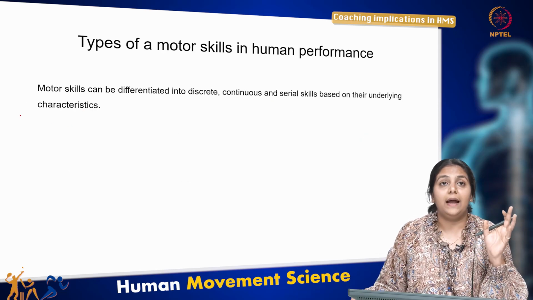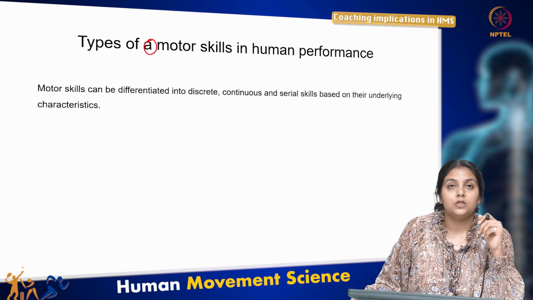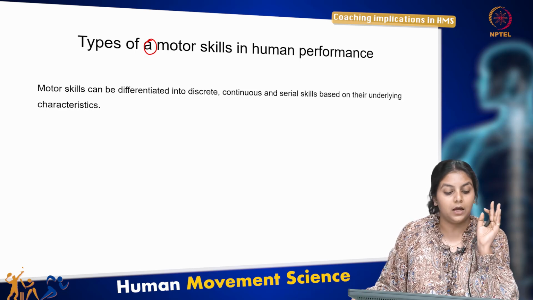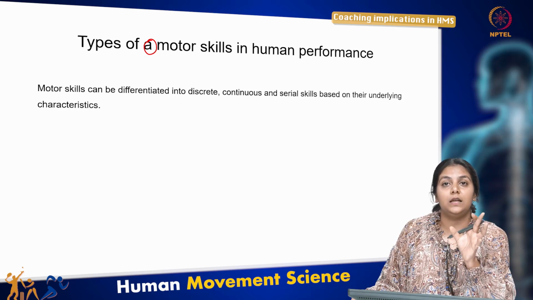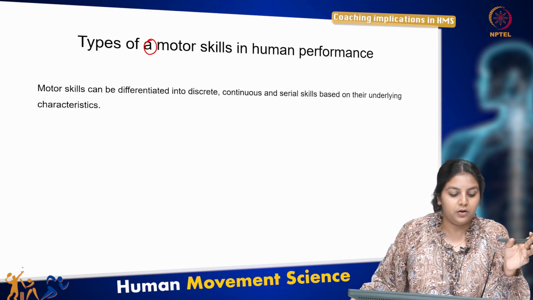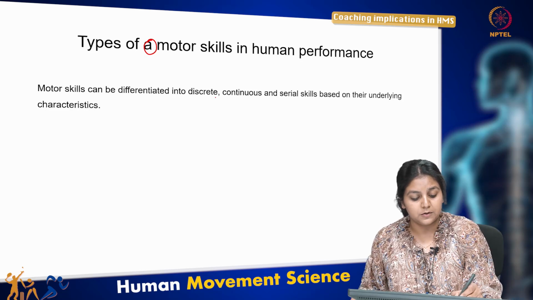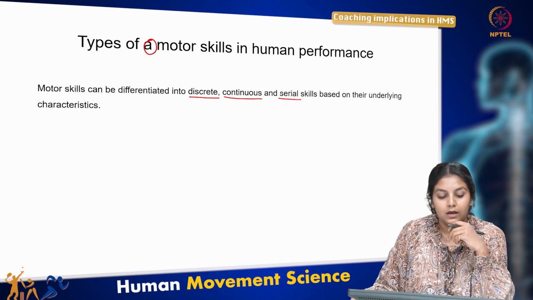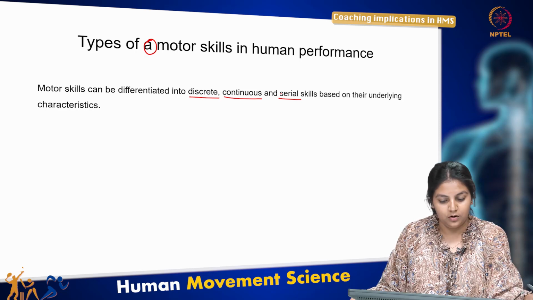Now we also need to look at types of motor skills in human performance. Why is that important? Because motor skills can be differentiated into discrete, continuous and serial skills based on their underlying characteristics. It's extremely important for us to understand the differentiation between these skill types of discrete, continuous and serial skills, as they have different underlying characteristics, and your coaching intervention depends on that.